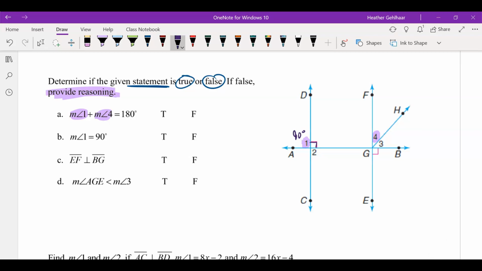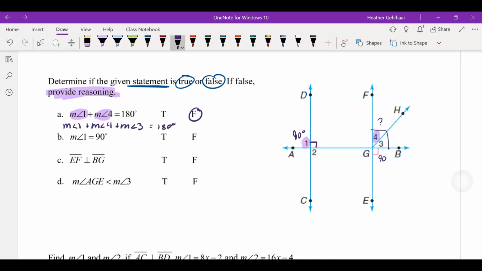Well, we know BGE is 90 degrees, so then this whole thing would be 90, but we don't know what angle 4 is. So this is for sure false because we don't know. Technically, we would have to say the measure of angle 1 plus the measure of angle 4 plus the measure of angle 3 equals 180.